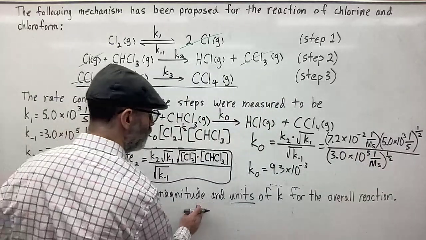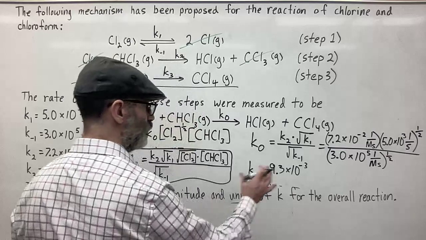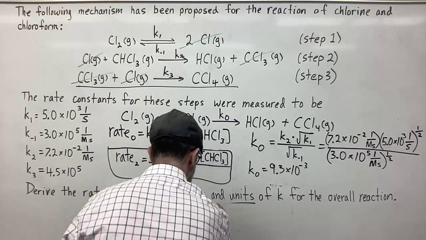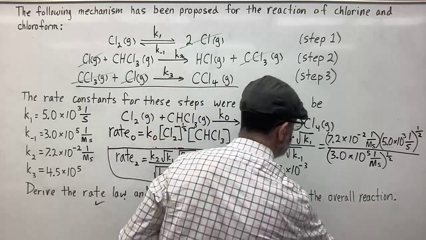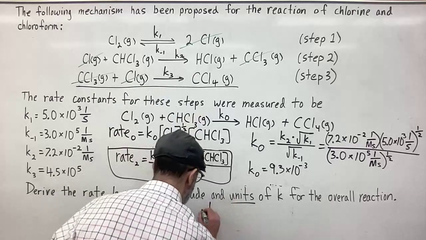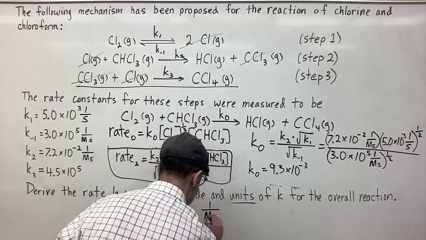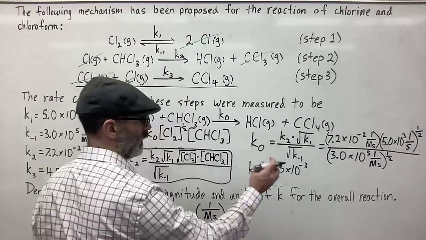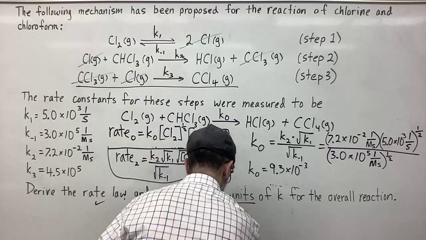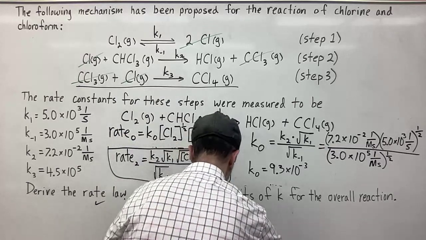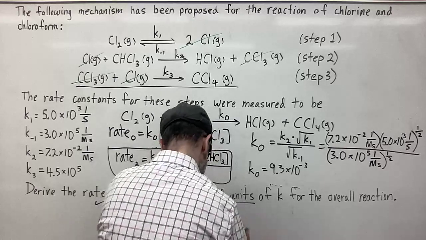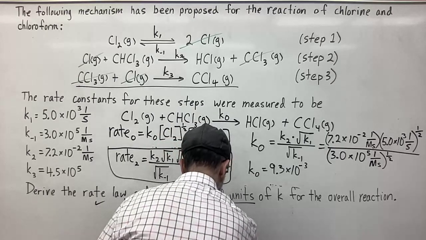Here, I'll do it on this side. So I'll just take the units. I have 1 over molar seconds, times 1 over molar seconds, times 1 over seconds to the 1/2. Okay, so let's go ahead and do the square root.